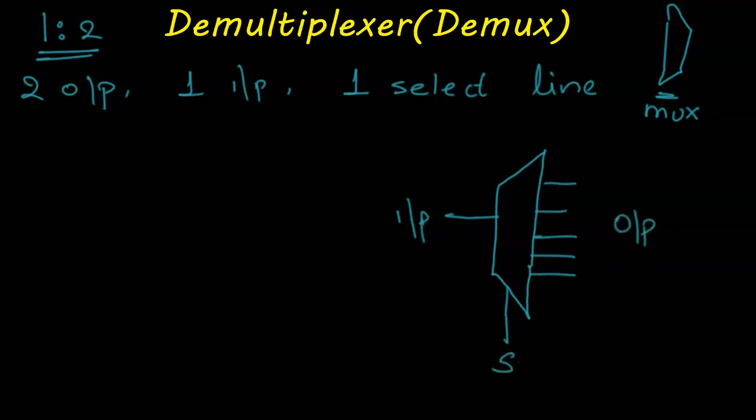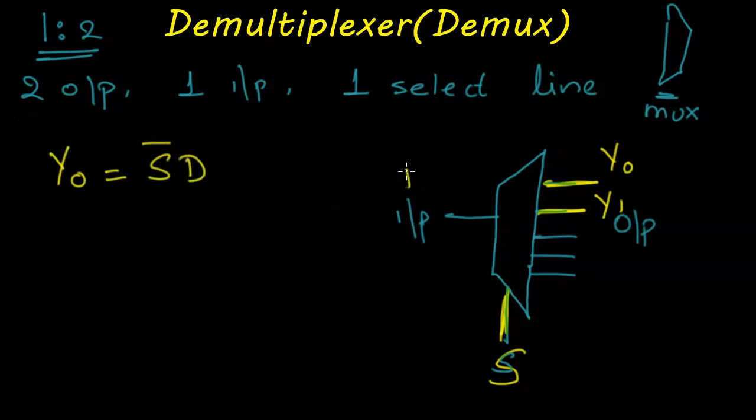Right now in our case, we have only two outputs, so we're going to take only two outputs and only one select line. So what are my outputs? Y0 and Y1, and my select line S. Now what is the logic behind this? Let my input be D. Y0 is going to be S bar D, and Y1 is going to be S dot D.